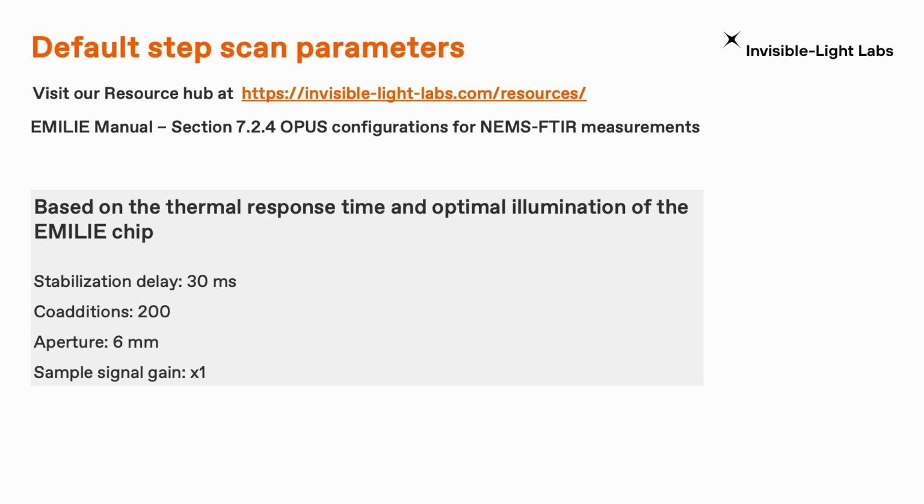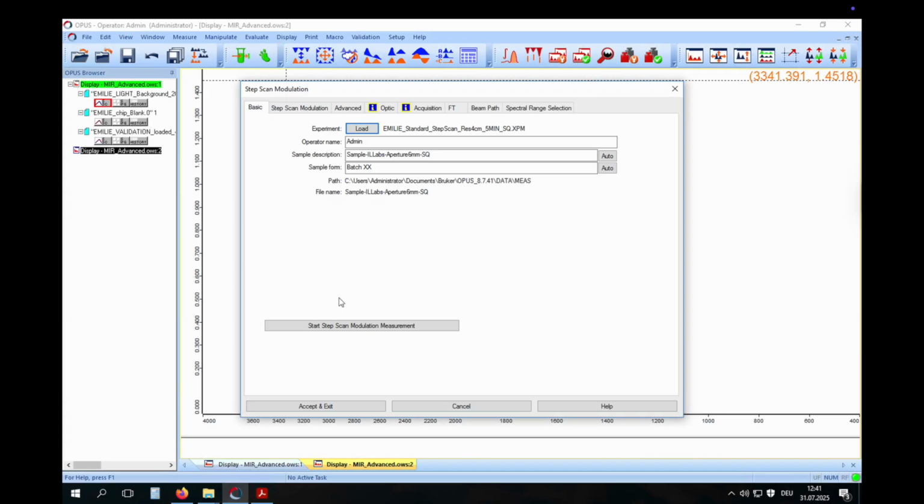Due to the thermal response time of the EMILIE chip, we typically recommend a stabilization delay of 30 milliseconds, 200 coadditions for noise reduction, and an aperture of 6 mm to ensure uniform illumination. Click Start Step Scan Modulation to begin the measurement.